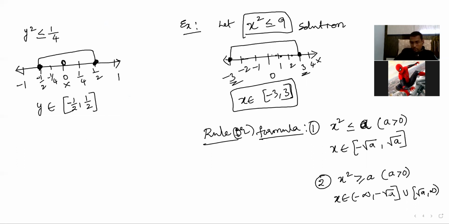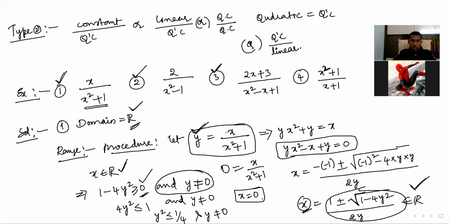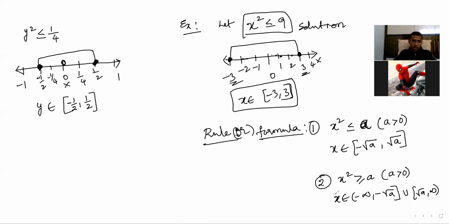Hope you understand. If you don't understand, you can ask me. So here, domain is all real numbers. That means x takes all real values, including 0. When x is 0, y value becomes 0. Here I said y cannot be 0 because we found the inverse function in reverse. But here, if y is 0, we have to check. If y is 0, then x becomes 0. There is no problem. So that's what we need to check here.